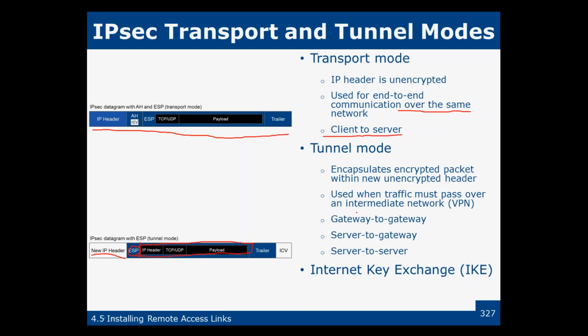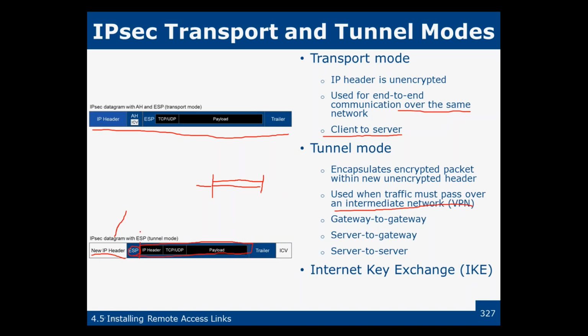Used when traffic has to pass over an intermediate network or a VPN, gateway to gateway, server to gateway, or server to server, depending on how the connection is made. Gateway to gateway would be like network to network. We would have firewall to firewall encryption on this. So we would have two public IP endpoints that would communicate with the unencrypted IP header. And as many times as we draw this nice little tunnel, there are going to be multiple routers in here, and that's why you have to have the unencrypted header.